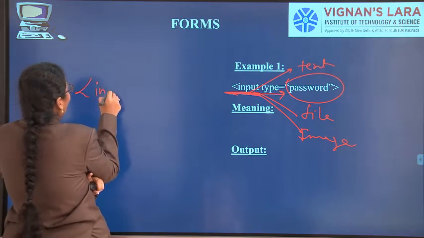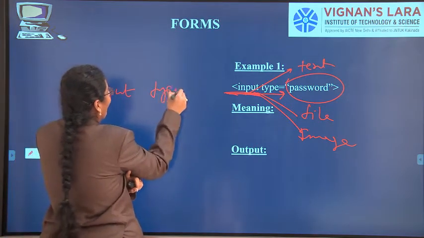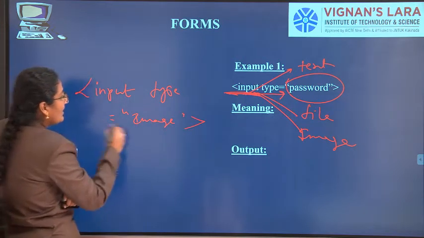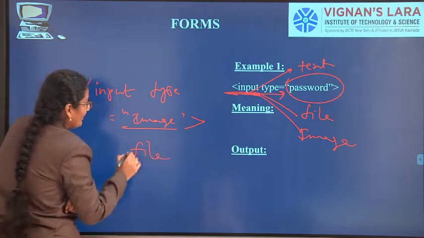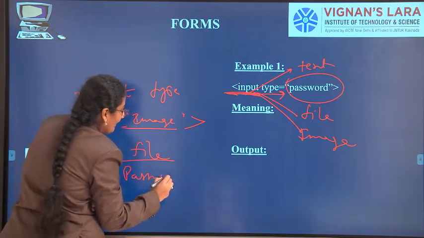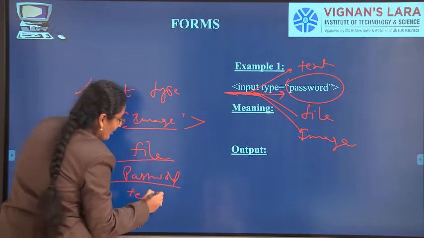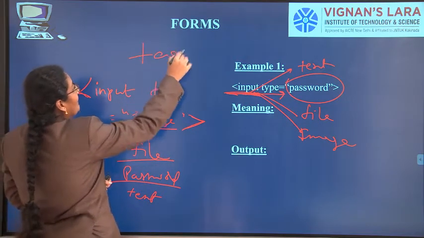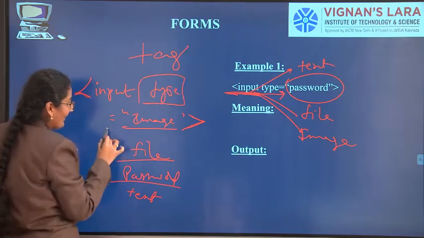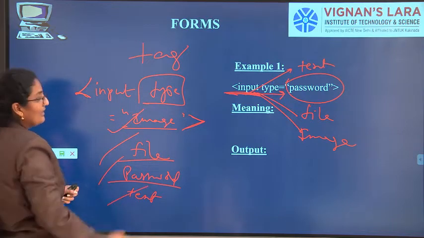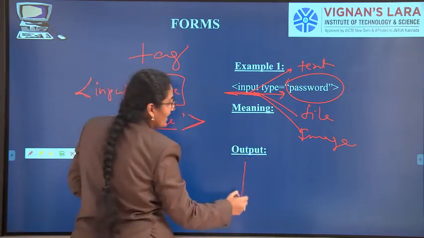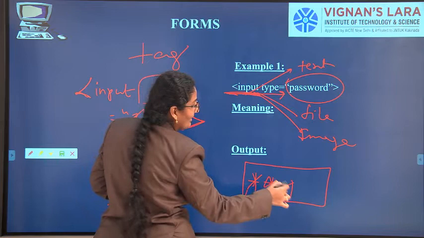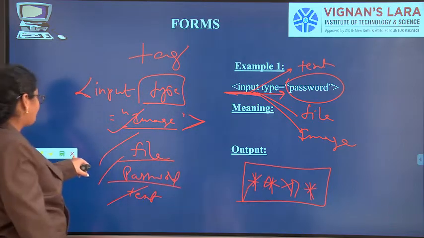See here, open angular braces, input, type equal to, in double quotations image, close angular braces. In place of image you can give file, password, or text also. What does it mean? Opening angular braces and closing angular braces is nothing but a tag. In this tag, we are defining the type as image, file, password, or text. What output will it generate? It will generate a password box. When you type your password, all of it will convert into asterisk symbols.